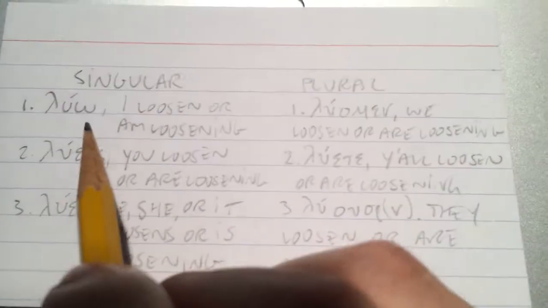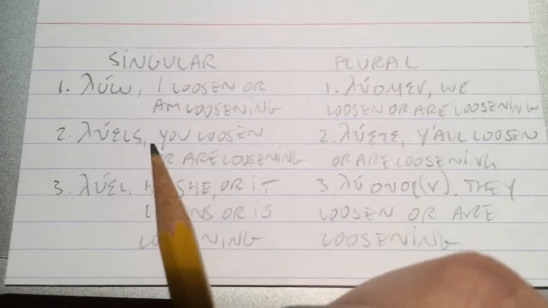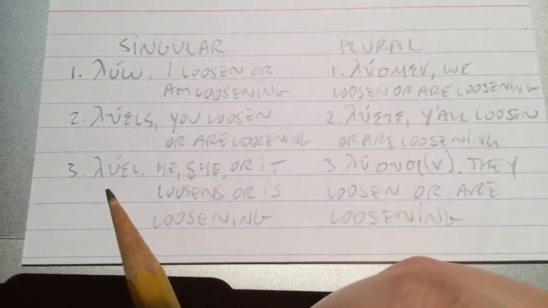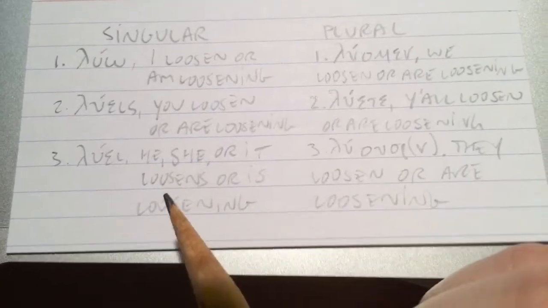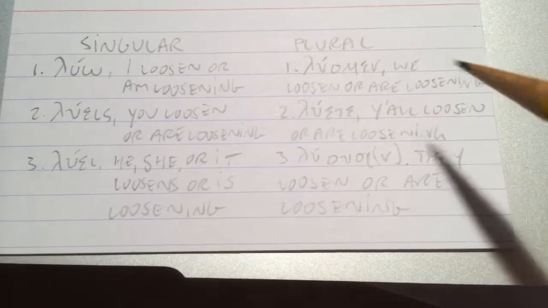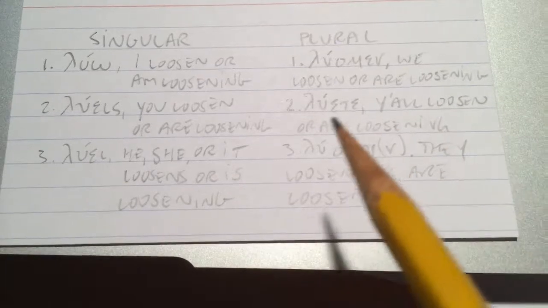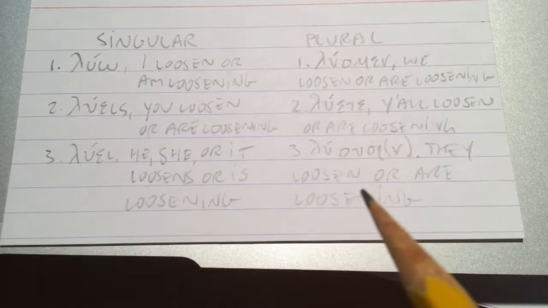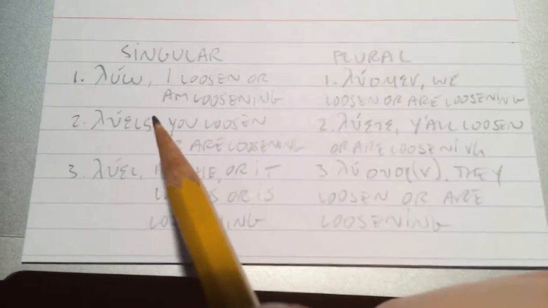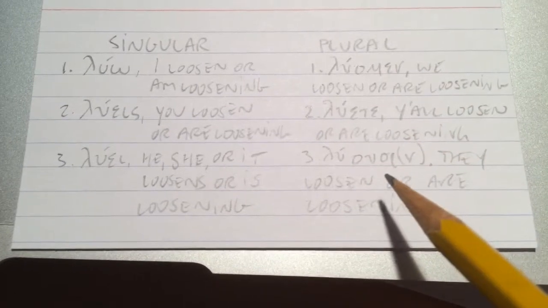Luo, I loosen or am loosening. Lueis, you loosen or are loosening. Lue, he, she, or it loosens or is loosening. Luomen, we loosen or are loosening. Luete, y'all loosen or are loosening. Luousi or luousin, they loosen or are loosening. Luo, lueis, lue, luomen, luete, luousin.